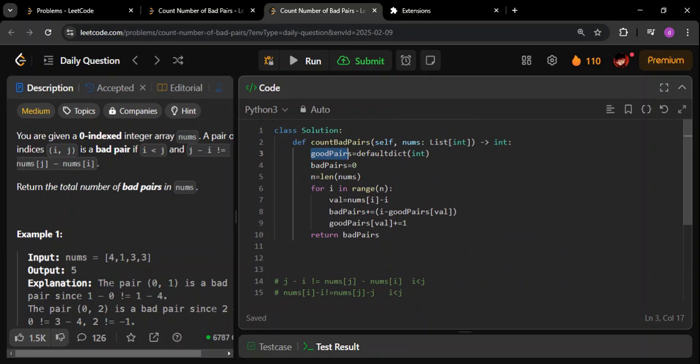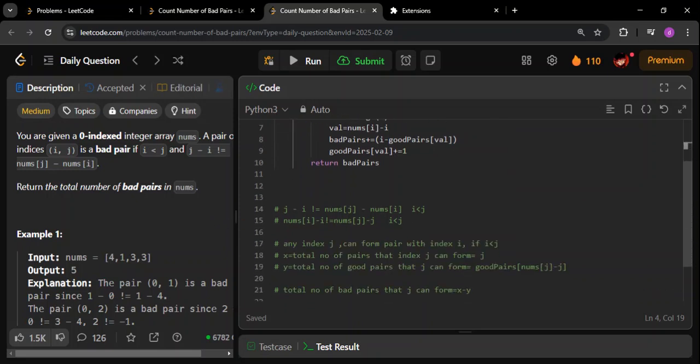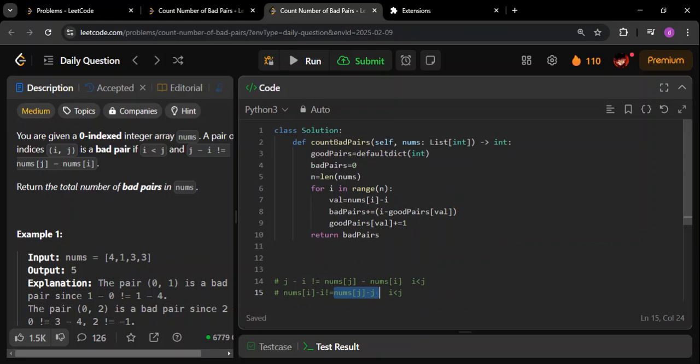Okay, what is a hash map? Basically, a hash map means there will be a key and a value pair. Okay, as simple as that. So, what is the key going to be? The key is going to be the value of this particular expression. The value is going to be the frequency, that means how many times this particular expression has occurred in the past. Okay, let us see how it works.